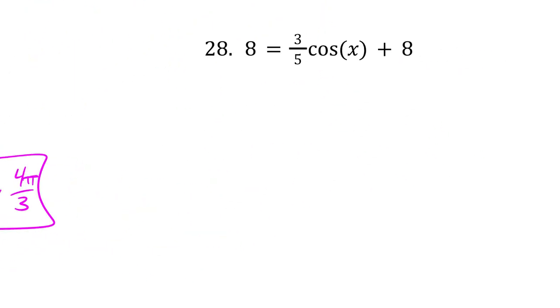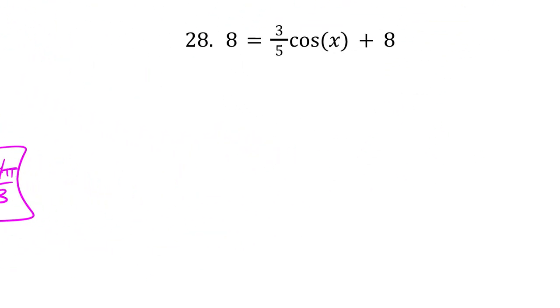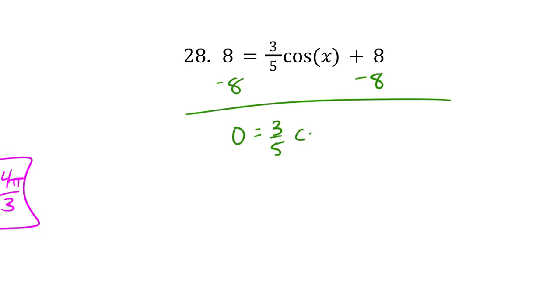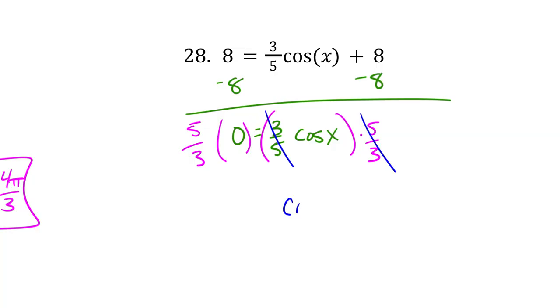Okay, last problem is this one. We are going to subtract 8, subtract 8. I get 0 equals 3/5 cosine of x. Multiply both sides by 5/3. That's going to cancel the fractions, and I get cosine of x equals 0. Where is that true? The cosine is 0 at pi over 2 and 3 pi over 2.